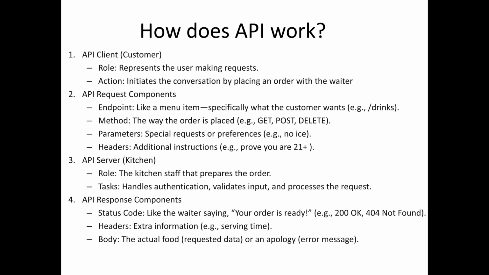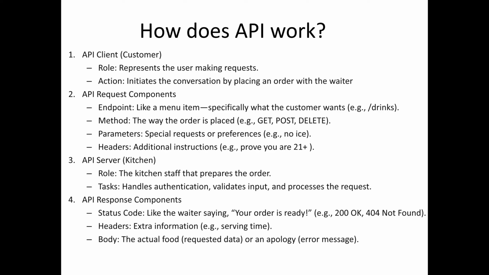And the headers are additional instructions that are requested by the API. For example, you want to show you are over 21 years old if you want to order some alcohol.